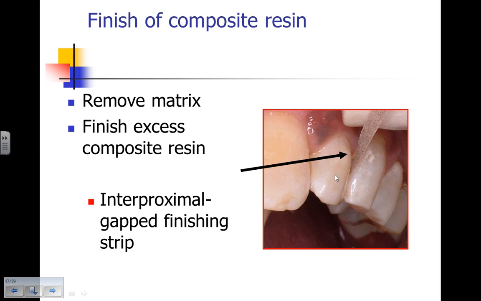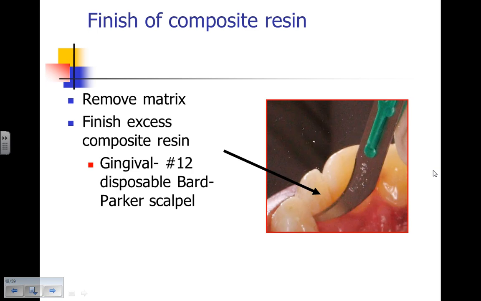I'll then remove any excess gingival composite using a gapped finishing strip, pulling the strip through but not removing the proximal contact. In many cases, our Class 3 does not extend to the incisal, and the proximal contact will be in tooth structure. To remove any excess composite or adhesive at the gingival margin, we can use a disposable Bard Parker scalpel around that gingival margin, being careful not to do a papillectomy at the same time.